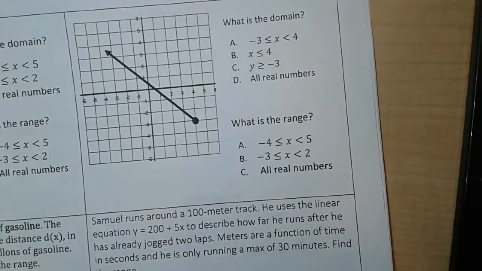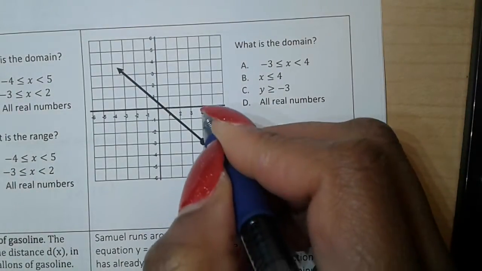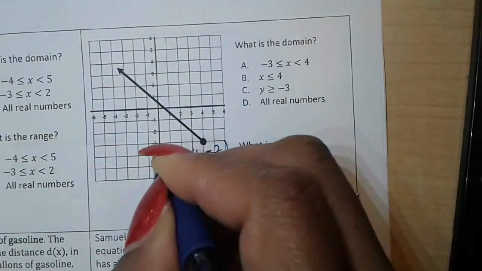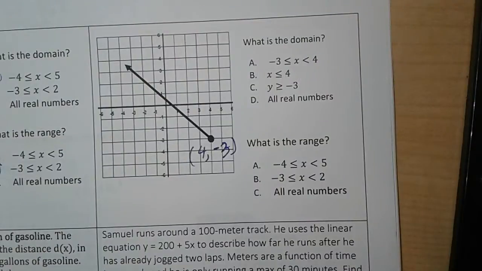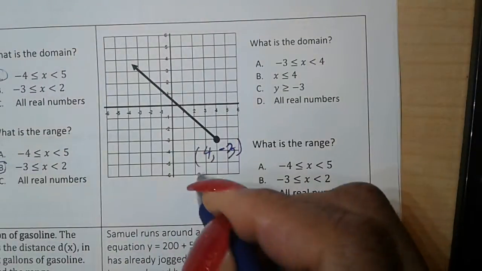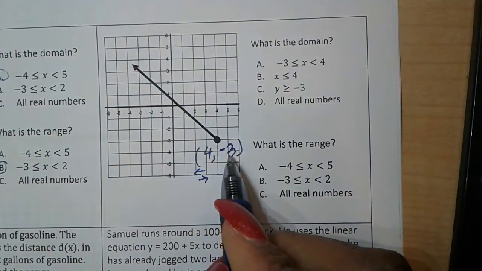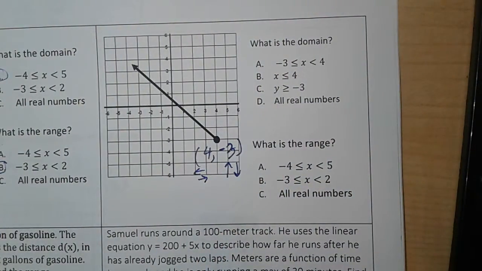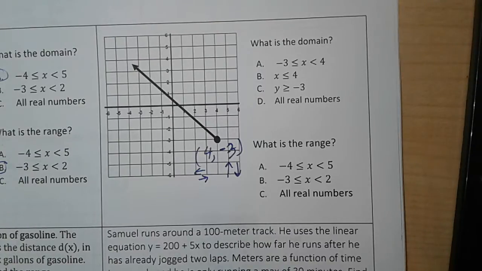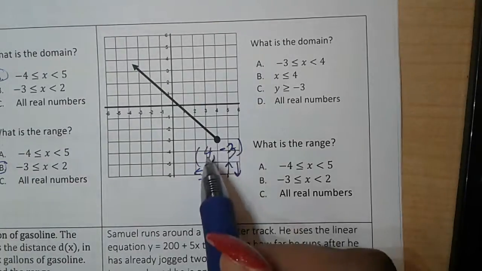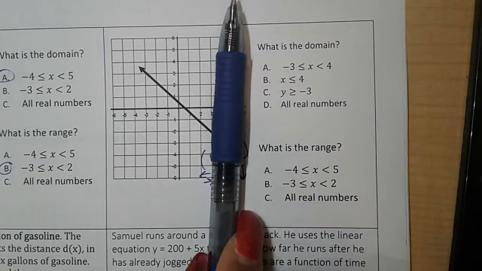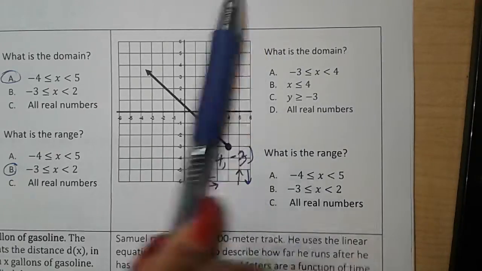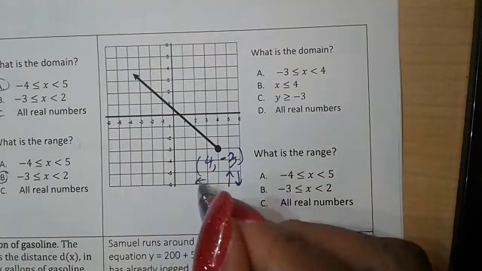Real quick, let's do this one. The easiest way to find the domain and range of this graph is going to be to write the point, (4, -3). Remember, the x values move left and right. The y values move which way? Up and down. Now, is the graph moving to the left or to the right? It's moving to the left. Ding, ding, ding. So you circle left.